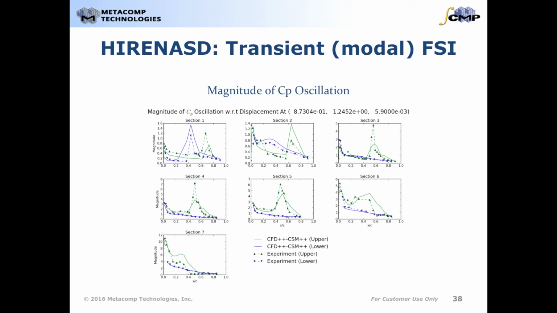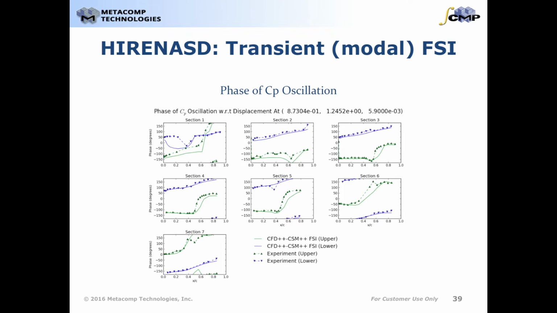For the transient analysis, the magnitude and phase of CP at the same locations, computed with respect to the displacement at an accelerometer location, are compared again with experiment. The results match very closely for most of the span-wise locations, with some discrepancies appearing near the wing root. This can be attributed to the use of a relatively coarse mesh.